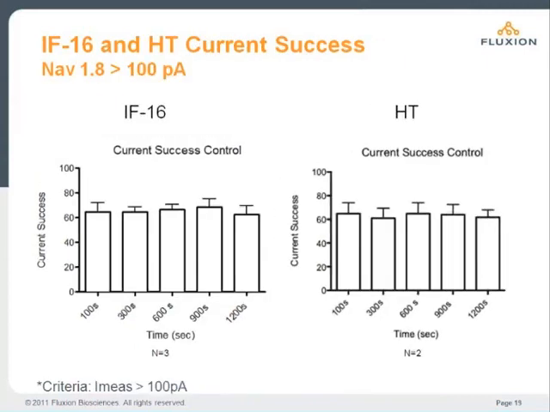For NAV 1.8, the current amplitudes from single cells are rather small. So using a cutoff at 100 picoamps, we're seeing greater than 60% of the recordings are at a usable level, and again, the currents hold up for the duration of the experimental run.